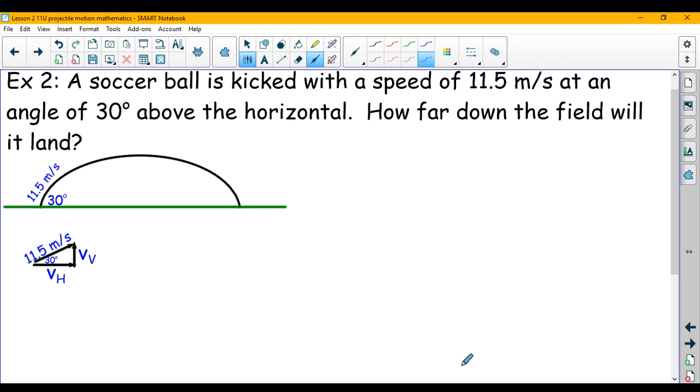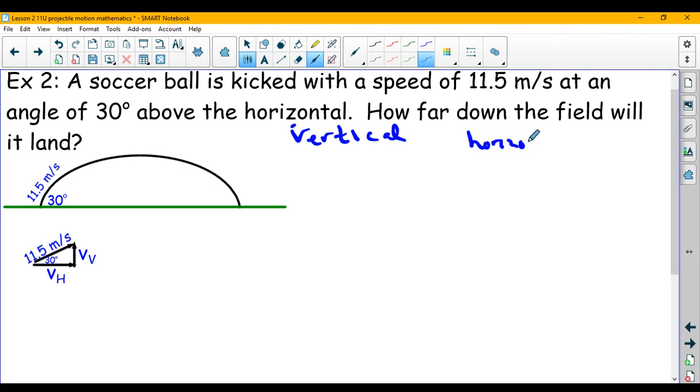Example number 2, you'll notice I've already drawn a diagram. We're dealing with a soccer ball going down a field. I know the angle it starts at, and I know the velocity, but the velocity isn't horizontal or vertical, it's a little bit of both. So the first thing I'm going to do is find my vertical information and my horizontal. And in this case, it's not as clear cut.